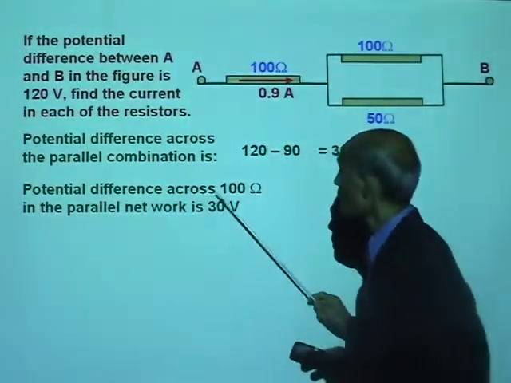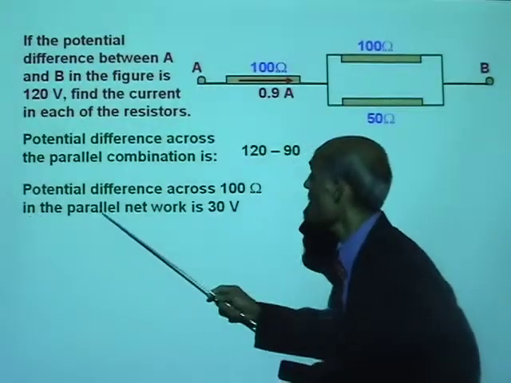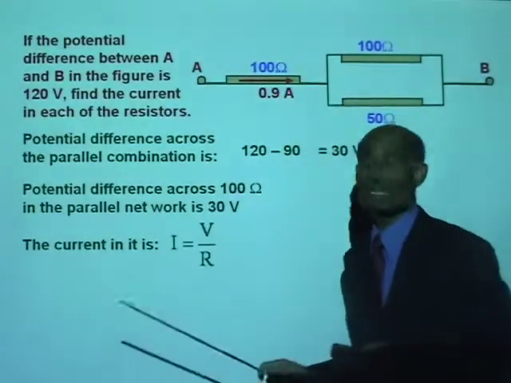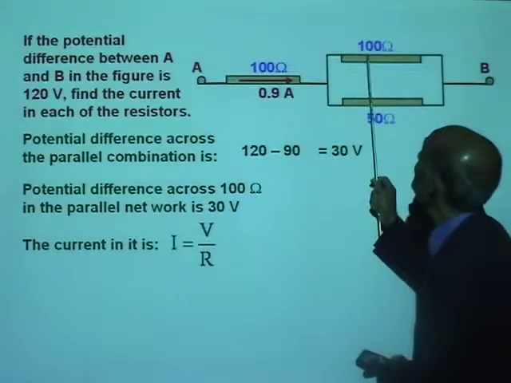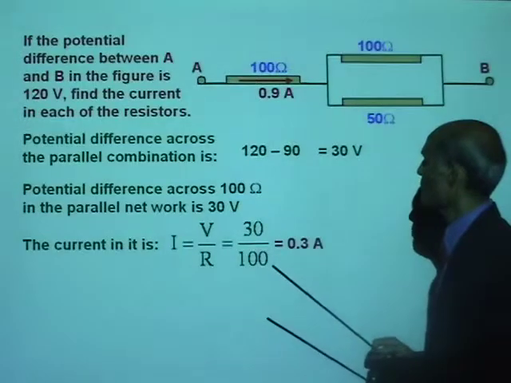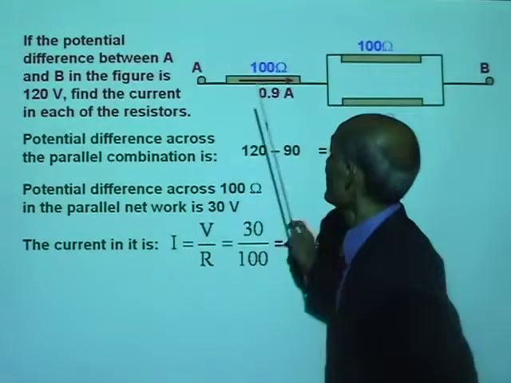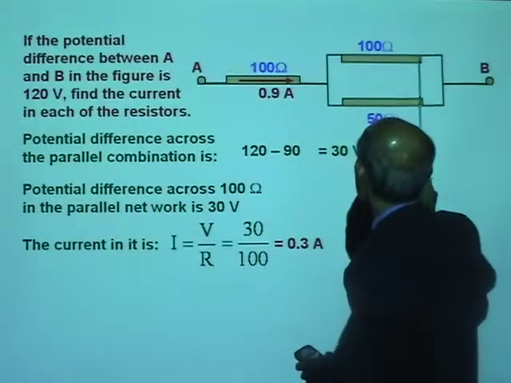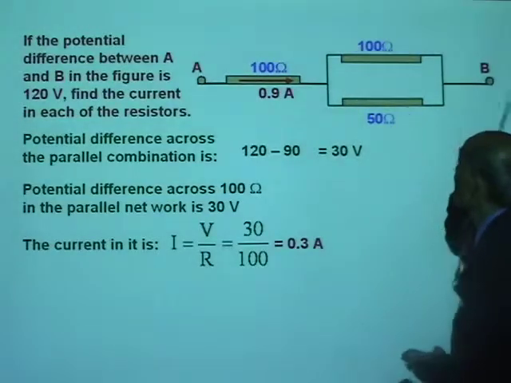So the potential difference across the 100 ohm, I'm talking about this 100 ohm in the parallel network, is 30 volt. And therefore the current in it is I equal to V over R. V is 30 volt, R is 100, so that will be 30 divided by 100, that is 0.3 ampere. Okay, now you tell me, if the total current is 0.9 ampere, and the current that goes in the 100 ohm is 0.3 ampere, what will be the current that goes in the 50 ohm?